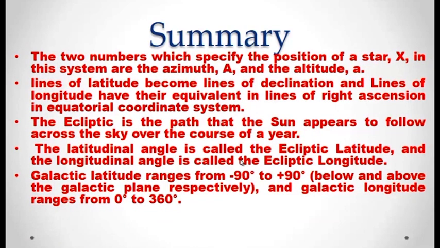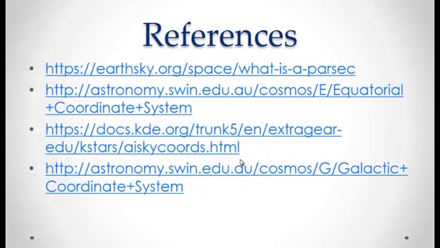Then for coordinate systems, we have seen 4 coordinate systems: alt-azimuth coordinate system, equatorial coordinate system, ecliptic coordinate system and galactic coordinate system. This is how measurements in astronomy can be learnt. These are the websites you can refer to learn more about the measurements in astronomy.